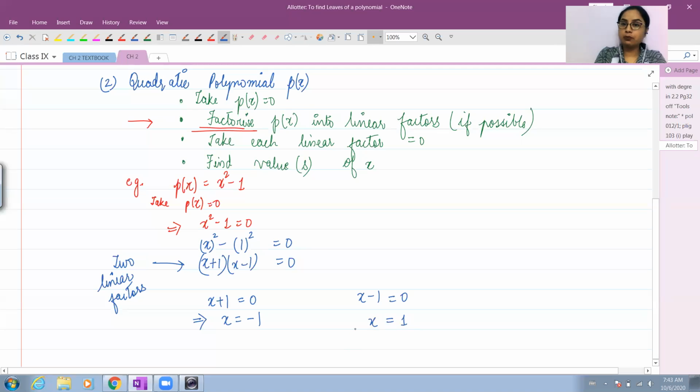Or it is possible that both are happening at the same time, that x takes the value minus 1 as well, and then there is a possibility that x takes the value 1 as well. So these are the two zeros. We usually don't write this. We write down that this is an either-or condition. So I'm just going to put it this way.